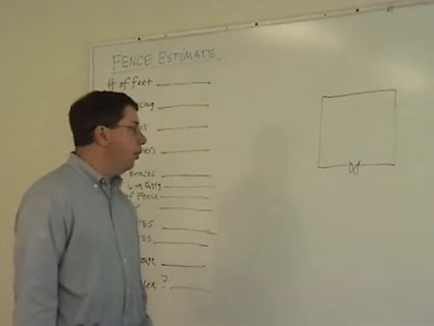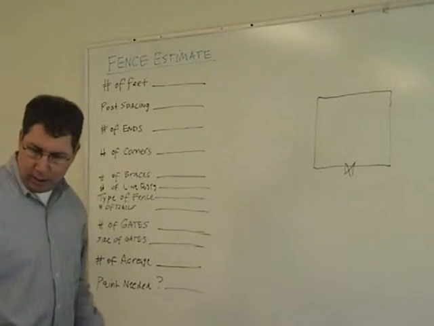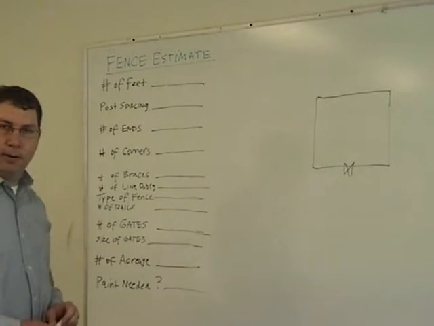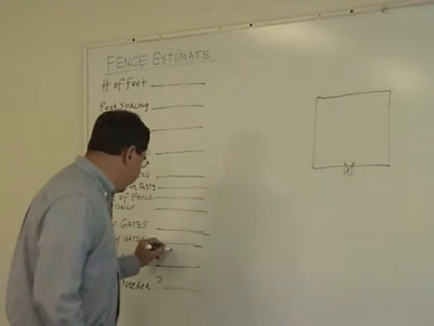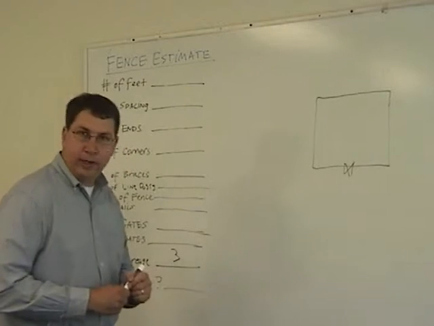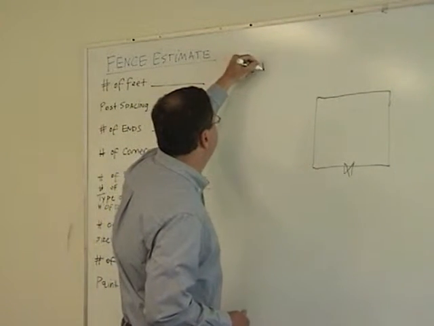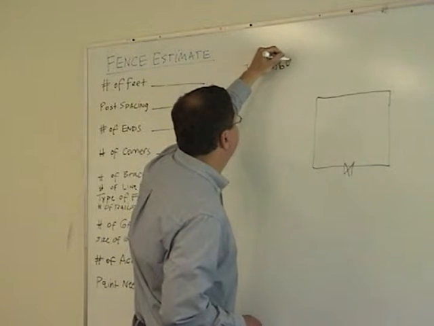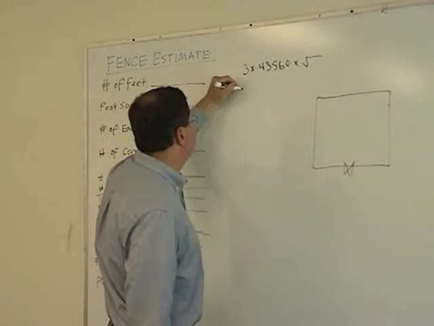Okay, in this example we're going to do a little bit different fence. The number of feet we're going to do is based on acreage. The customer calls in and says that they need 3 acres of fencing. So in order to figure acres, I take 3 times 43,560 times square root, and that gives me one side.